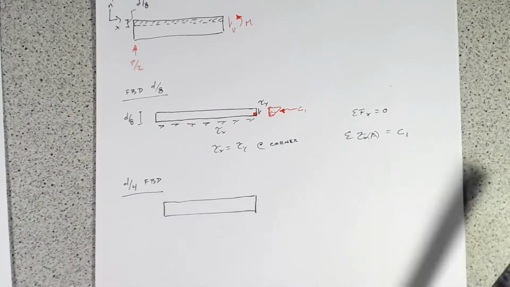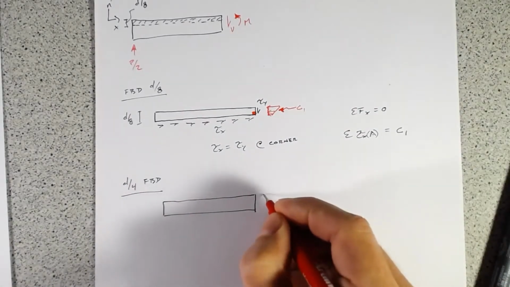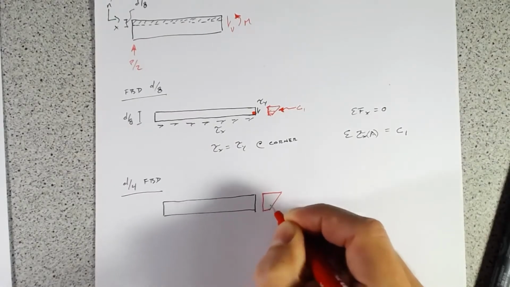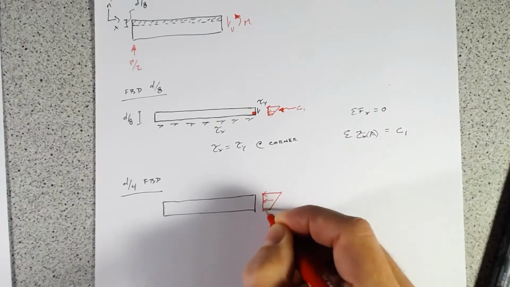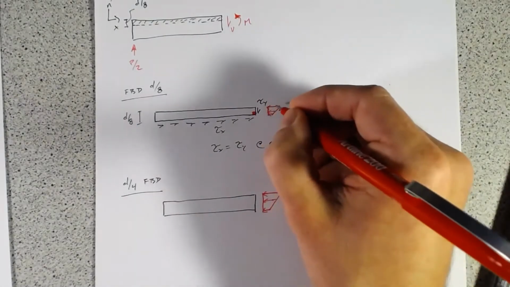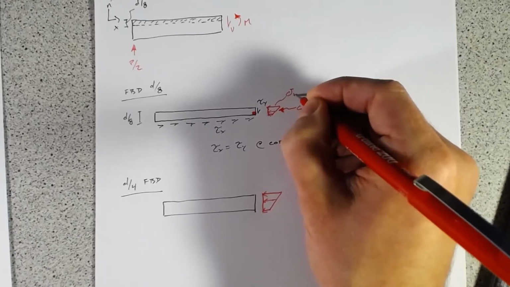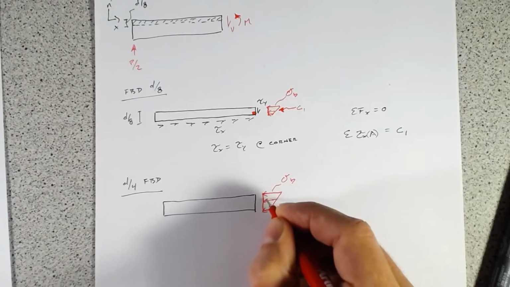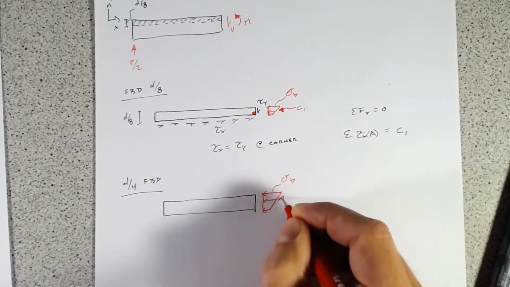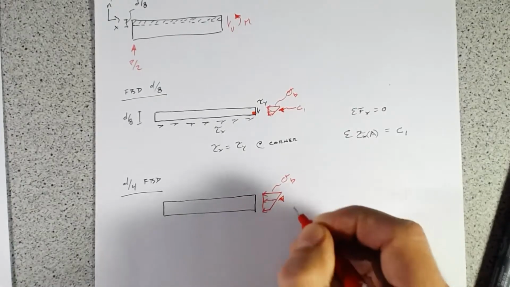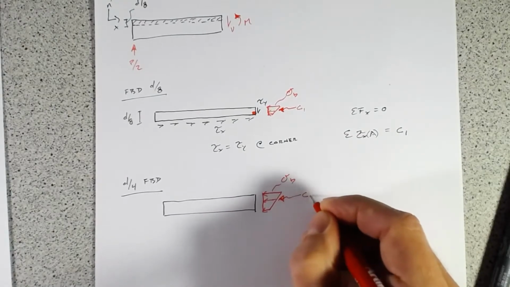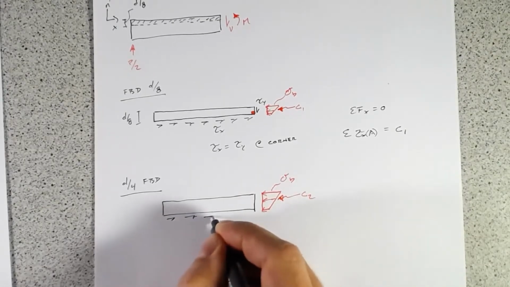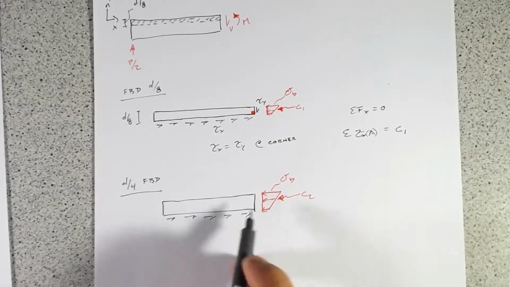So again, you've got a compression block here. So you've got a distribution from our bending stress. So remember, this is our bending stress. And again, there'll be some resultant of this volume of stress acting at the centroid. We'll call that C2.